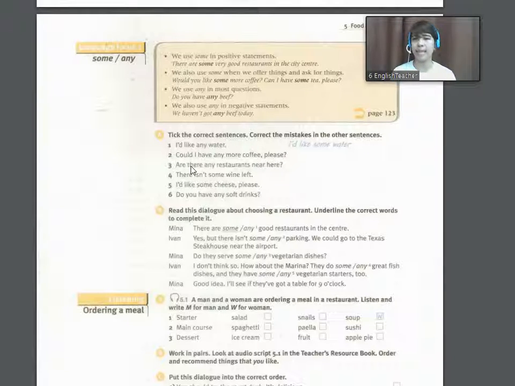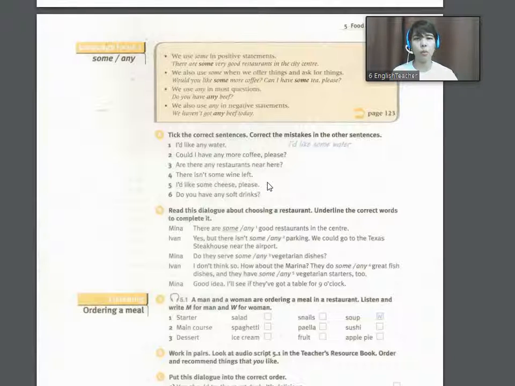In letter A, yes. Okay, are there any restaurants near here? Is that correct? Very good. So it's a correct sentence. Are there any restaurants near here? So you're not sure if there is or there are, and it is also a question, so we can use any.